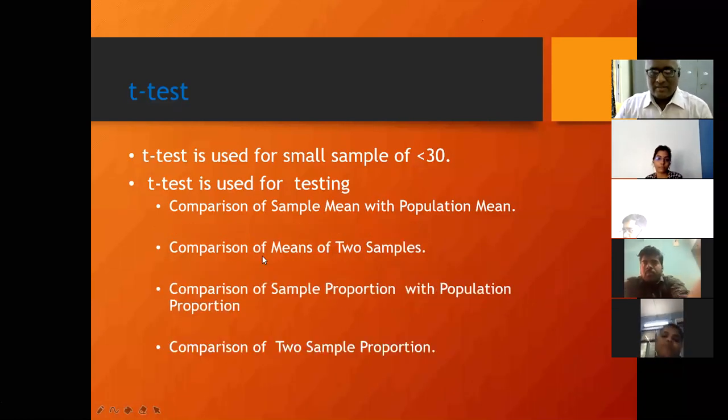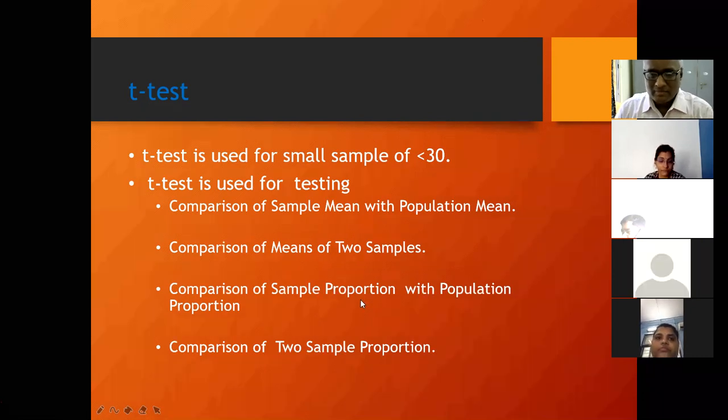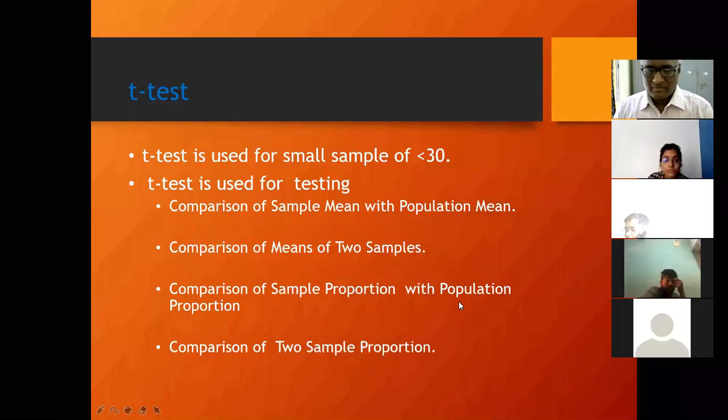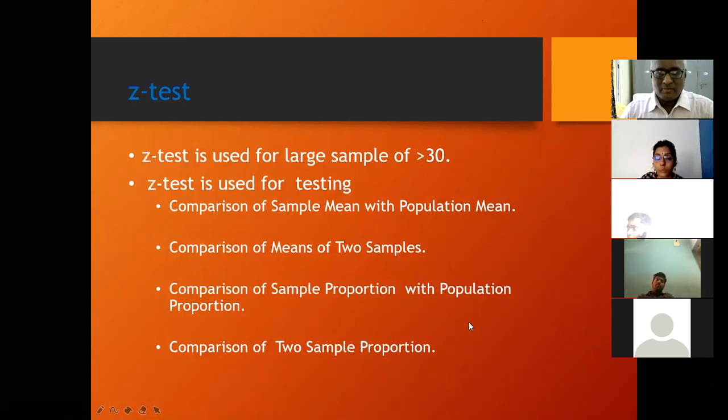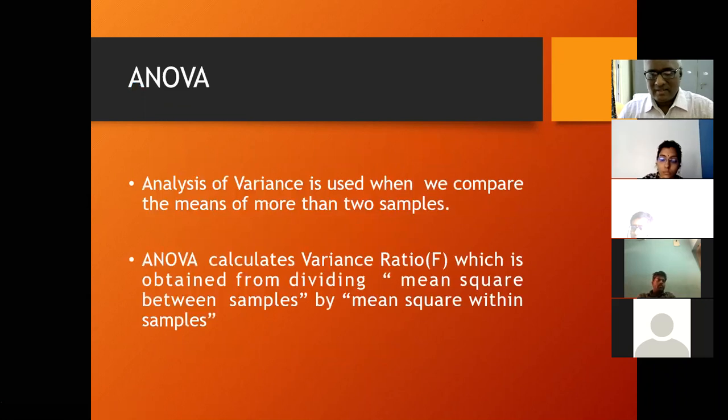So here, how you do the t-test: compare the sample with the population mean, comparison of means of two samples, or comparison of sample proportion with the population proportion, or you compare two sample proportions. We have the Z-test. The Z-test is used when the sample size is greater than 30. You have analysis of variance.